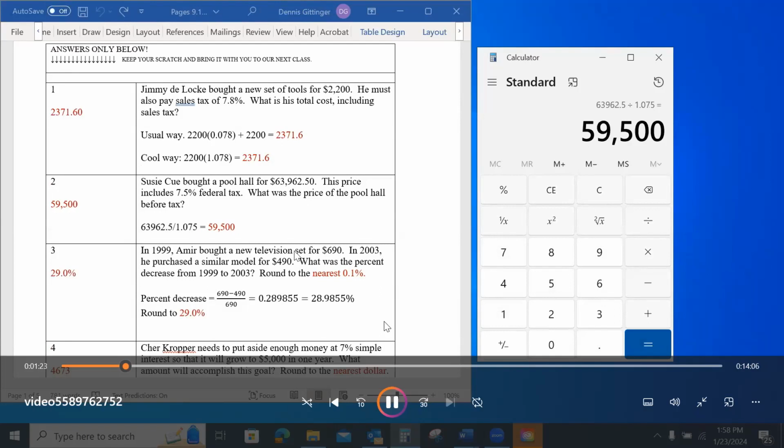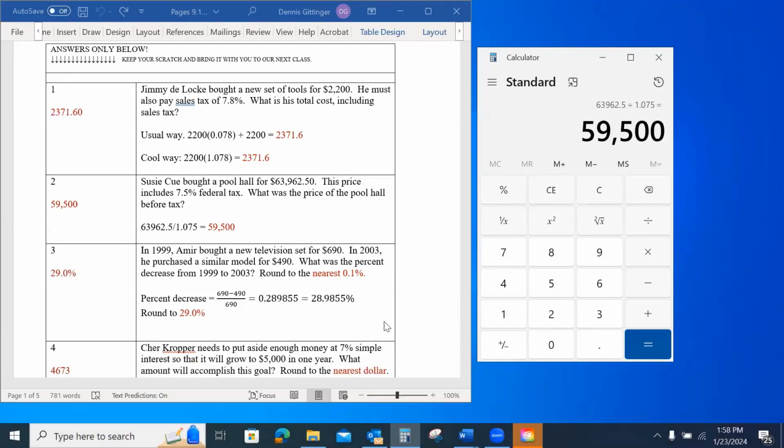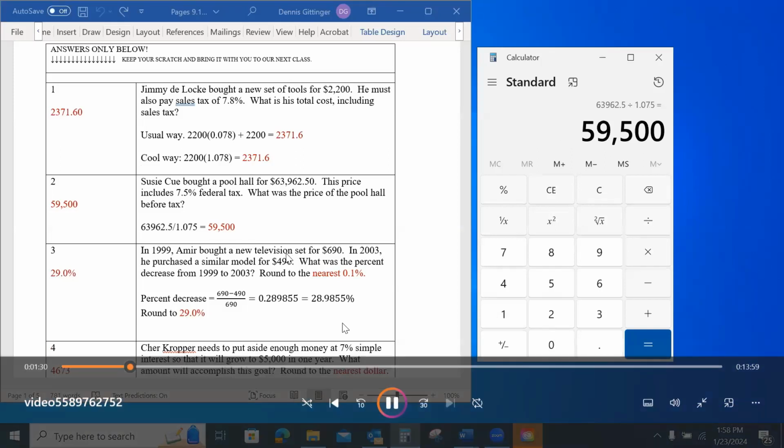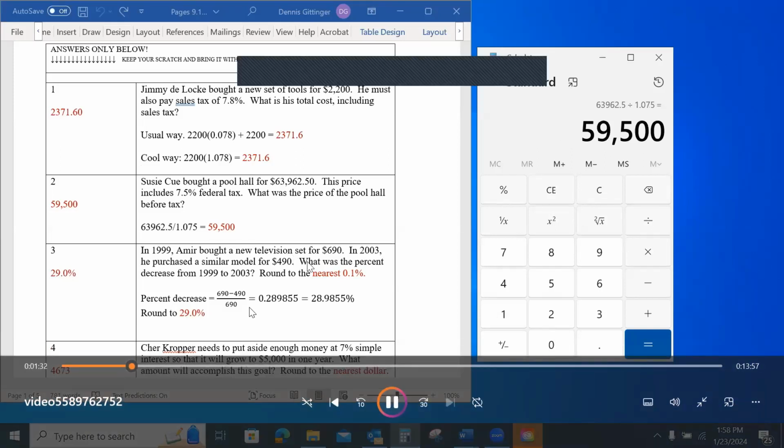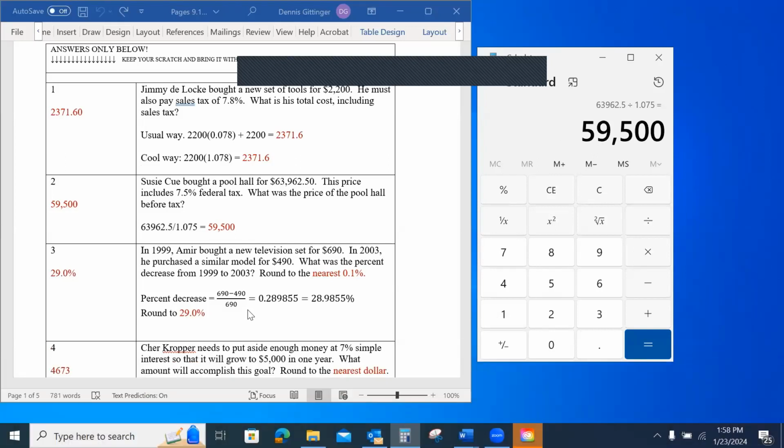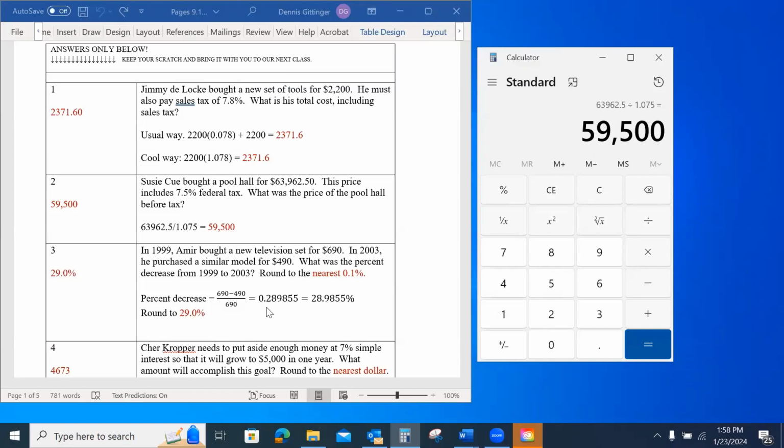All right. Problem 3 has to do with the percent decrease. Whether it's a percent increase or decrease doesn't matter. Either way, you take the difference of the old and the new and divide that difference by the old value. Not the big one, not the little one, but the old one. When you do that, it says round to the nearest 0.1%. So move the decimal point 2 places to the right, you get 28.98. And the 9 is where the 0.1% is.